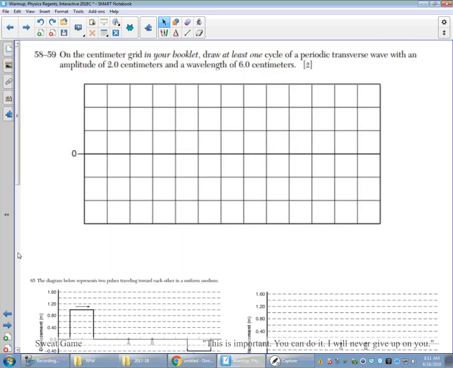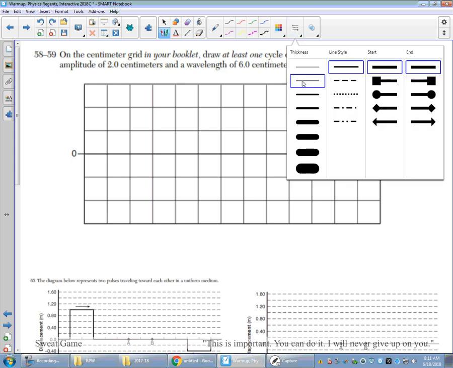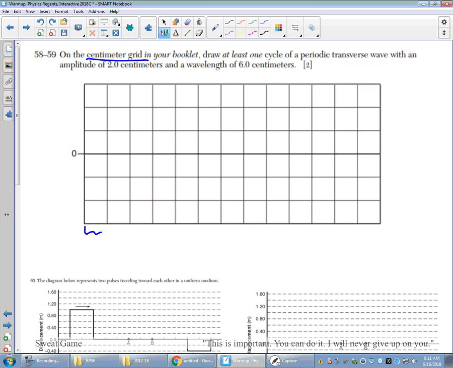Here's a nice one. On the centimeter grid, usually they actually give you a numbered axis, but in this case they said centimeter grid. That means from here to here is 1 centimeter. If you put a ruler on it in your test booklet, it would be that anyway. All right, draw at least one cycle. Now beware here. It always says at least one cycle. If it's at least one, you can draw one. If you're going to draw two, you need to be disciplined about it.